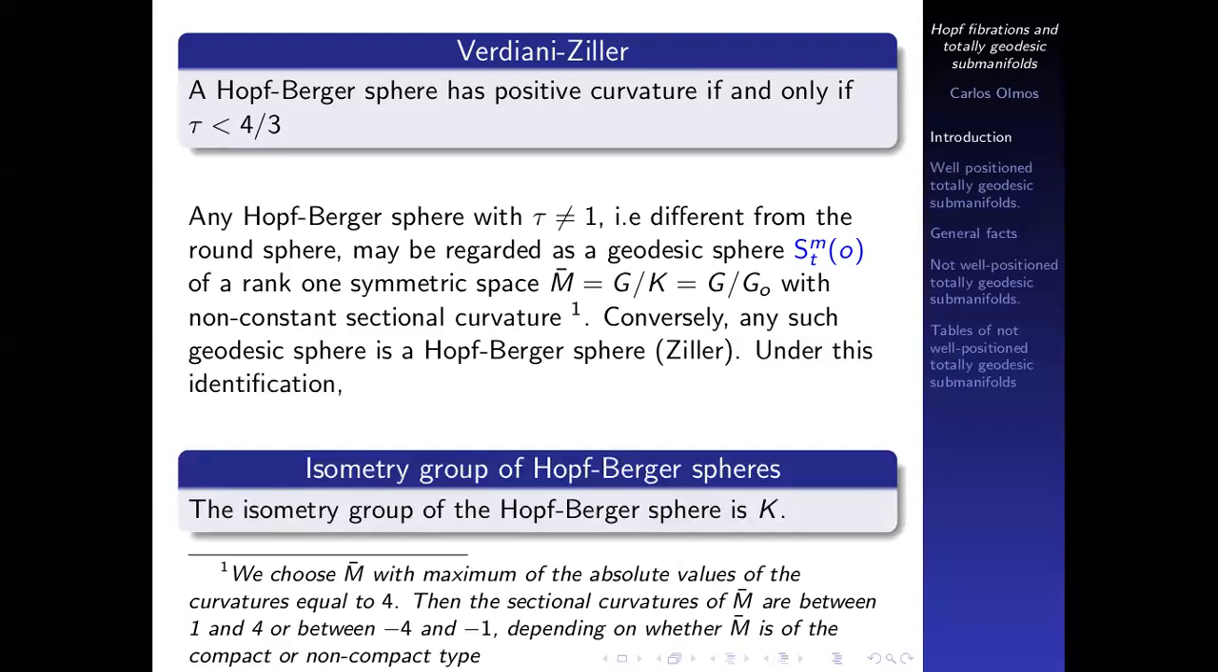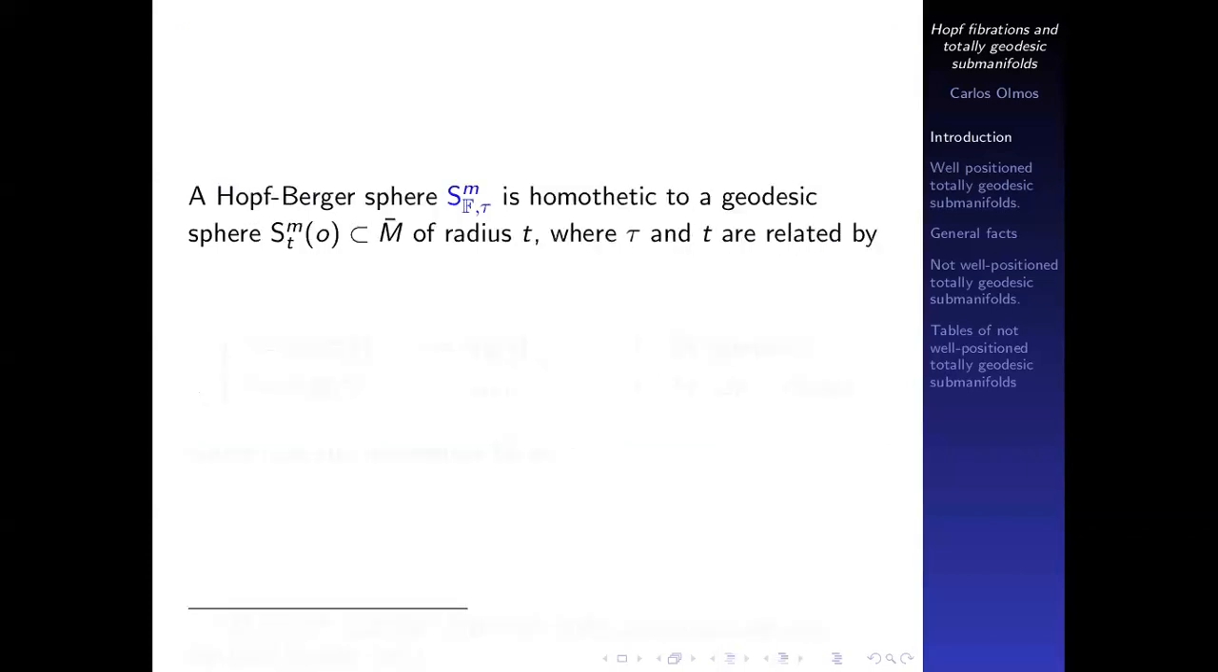Now a Berger sphere or a Hopf-Berger sphere we regard as a geodesic sphere in an appropriate symmetric space. The group K acts on this geodesic sphere, and this is just the isometry group, or the connected component of the isometry group, because they are the transformations preserving the Hopf fibration.